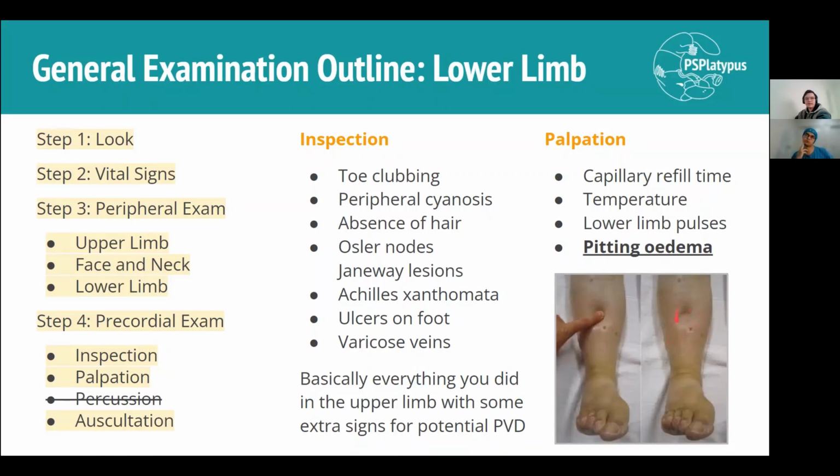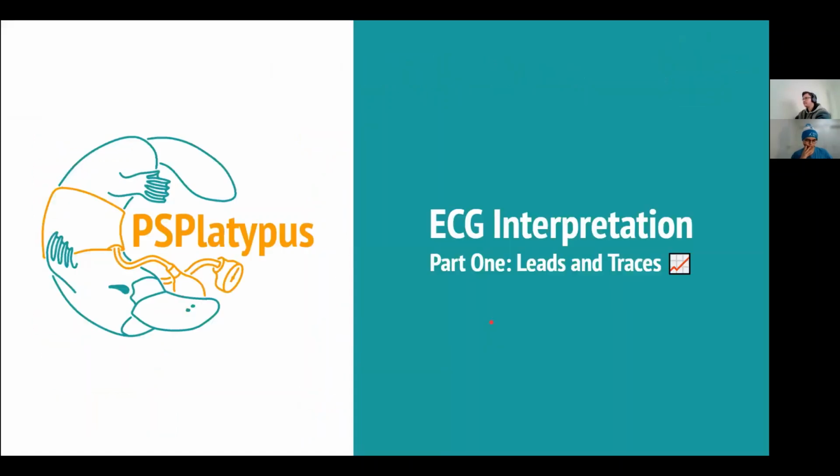obviously they've got an edema in their legs, but that could be a sign that they've got right-sided heart failure, potentially secondary to left-sided heart failure. There are some signs for potential peripheral vascular disease, but we're not going to get into that today.